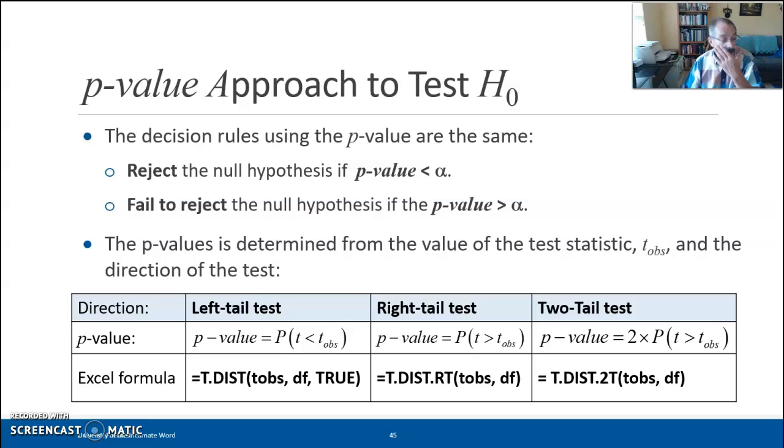In the case of the p-value, we use the same rule. If the p-value is smaller than alpha, the significance level, we reject the null hypothesis. If the p-value is larger than the significance level, we do not reject the null hypothesis. And as before, if you'd like to find the exact p-value, remember that table 5 only gives you approximate p-values, a range within which the actual p-value is. But if you want to find the exact p-value, you can use these Excel formulas here.